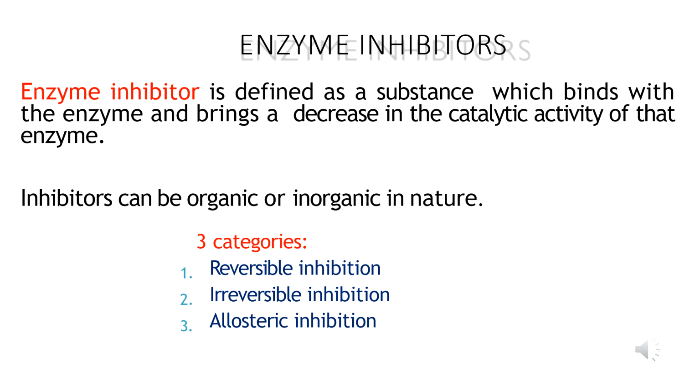Next is the enzyme inhibitors. An inhibitor is a compound which will stop or decrease the activity of an enzyme. An enzyme inhibitor is defined as a substance which binds with the enzyme and brings a decrease in the catalytic activity of that particular enzyme. The inhibitors can be organic or inorganic in nature. There are mainly three categories of enzyme inhibitors. The first one is reversible inhibition, second one is irreversible inhibition, and the third one is allosteric inhibition.